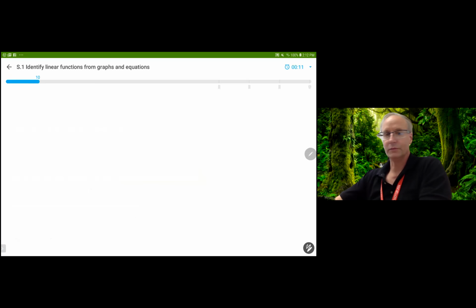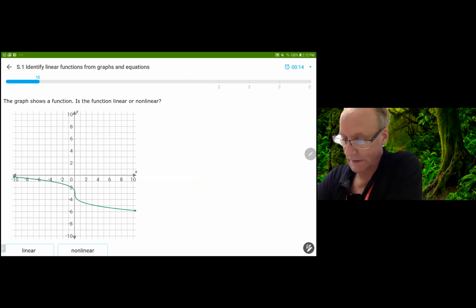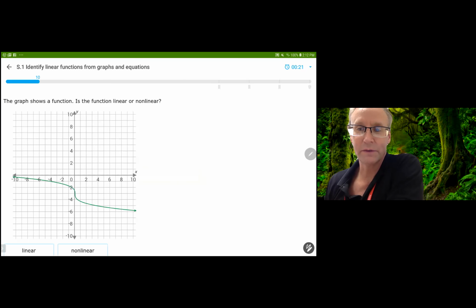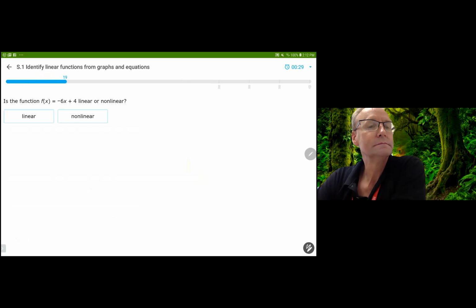Let's move over here so I can see you. That doesn't look like a line. This is actually what I call a sideways cubic. It's the reverse. It's actually a cube root function. And this one is linear.